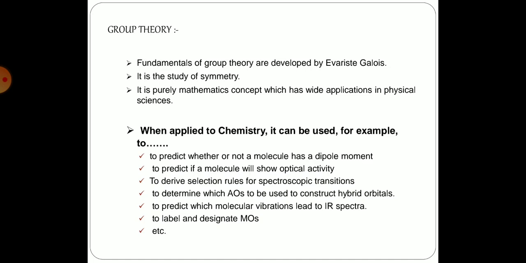Okay, so where is group theory used for chemistry purposes? To predict whether or not a molecule has a dipole moment, to predict if a molecule will show optical activity, to derive the selection rule for spectroscopic transitions, also to determine which atomic orbitals are to be used in the construction of hybrid orbitals, to predict which molecular vibrations lead to IR spectra, and to label and designate the MOs. Okay, so these are some applications of group theory in chemistry.